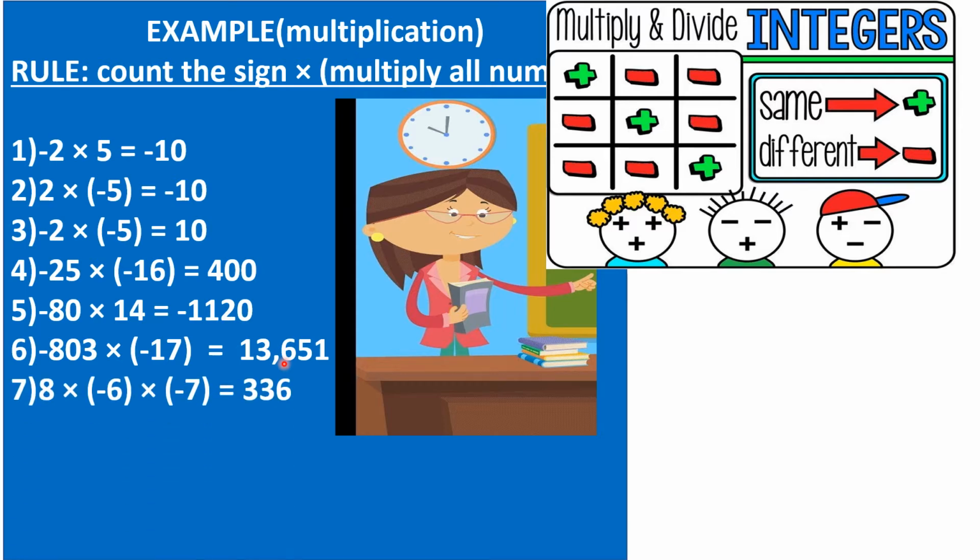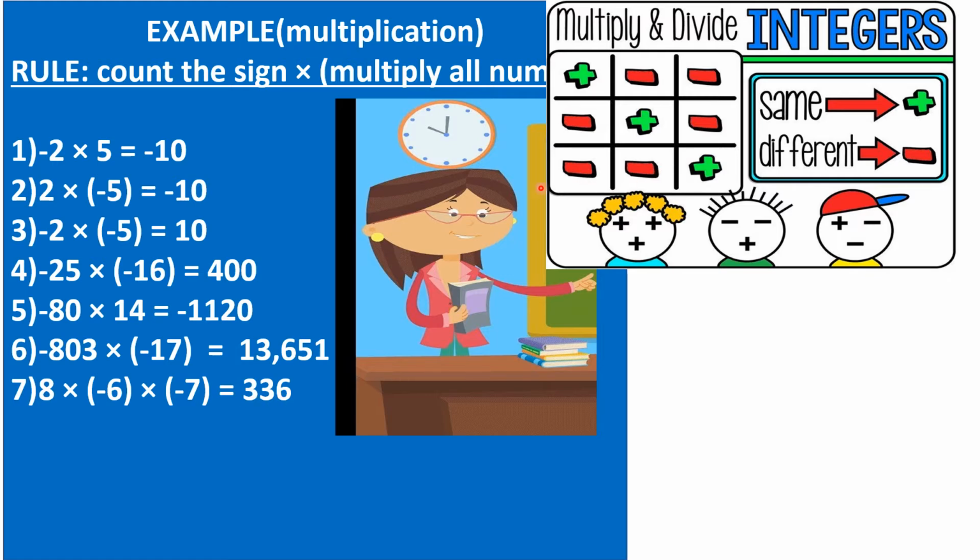13651. Again, if you are able to see here, you are having three numbers, but only two numbers are having the same sign. The other one is positive. So same sign means again I will have a positive sign, and the answer is 8 into 6 into 7, which is equal to 336.